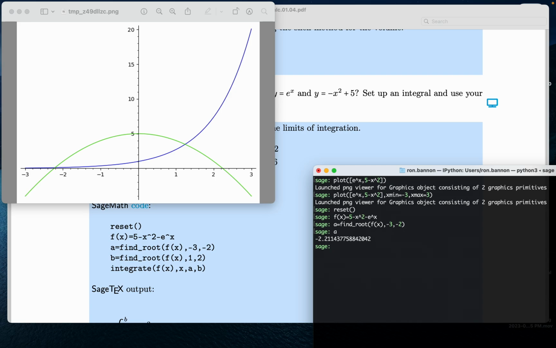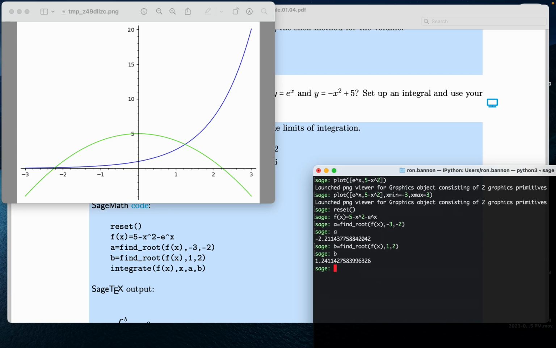I'm also going to do b. And b equals find root. Looking at it, the root looks like it's between 1 and 2. I'm using integers; you can use decimals if you want. But I'm saying it's somewhere between 1 and 2, and that's b for me. I'm going to display b for you as well. What's b? It's 1.24, blah, blah, blah.